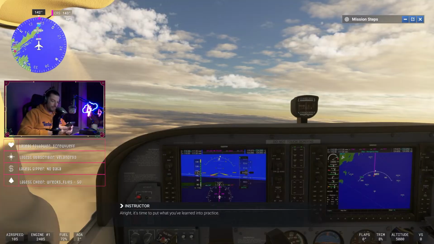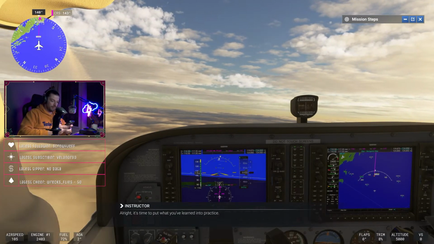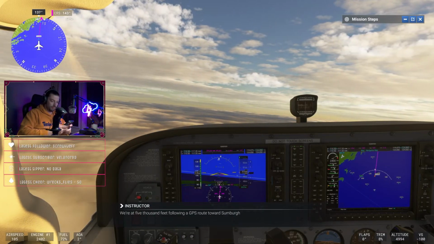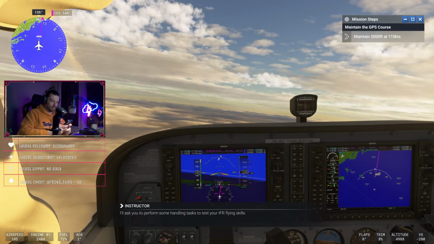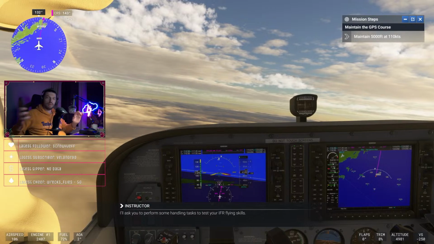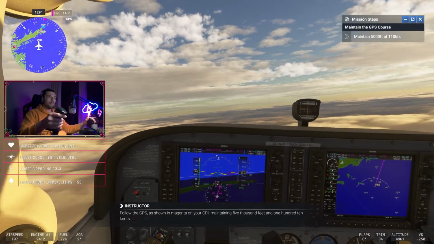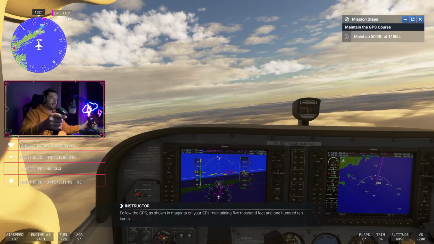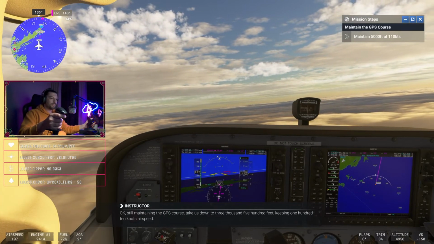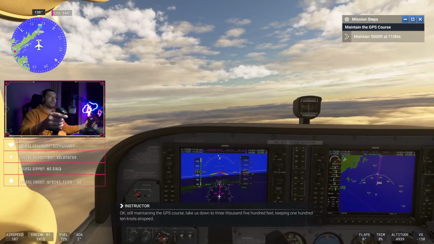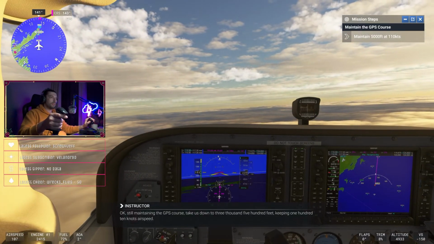Alright, it's time to put what you've learned into practice. We're at 5,000 feet following a GPS route toward Sumburg. I'll ask you to perform some handling tasks to test your IFR flying skills. Follow the GPS, as shown in magenta on your CDI, maintaining 5,000 feet and 110 knots. Okay, still maintaining the GPS course, take us down to 3,500 feet, keeping 110 knots airspeed.